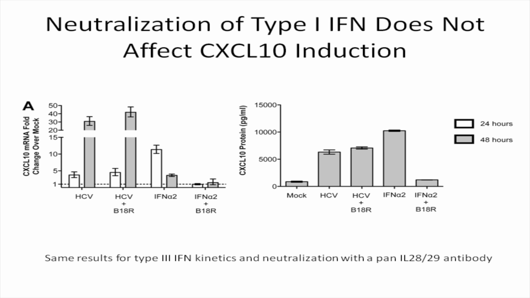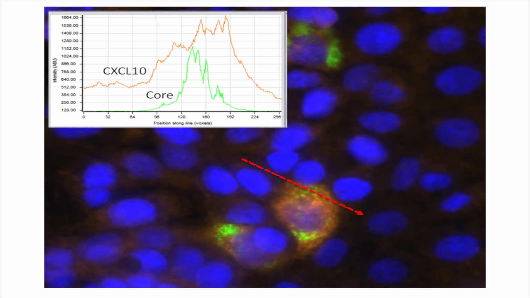So these data indicate that type 1 interferons are not required for CXCL10 induction during HCV infection in this particular model system. And because of time limitations, I'm just going to tell you that we did the same thing. We did type 3 interferon kinetics, and we neutralized type 3 interferons with a pan-specific IL-28 and IL-29 antibody and found the same results. So we're pretty convinced that in the Huh7 model, there's no requirement for type 1 or type 3 interferons. And to really belabor the point and drive it home, we decided to do some immunofluorescent analysis.